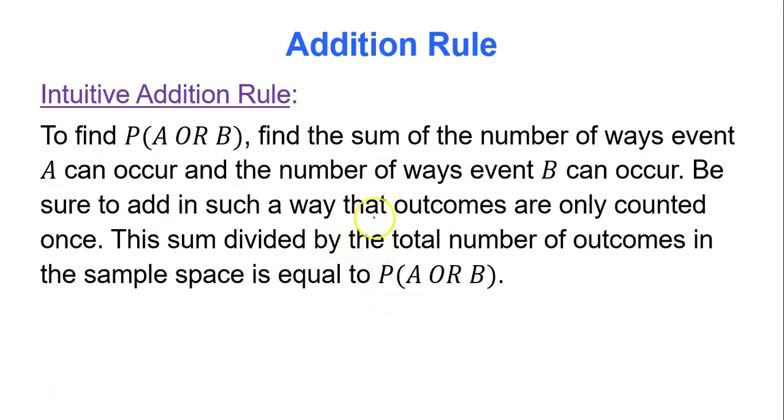So here's the intuitive rule. Is to find the sum of the number of ways event A can occur and the number of ways event B can occur, but be sure to add in such a way that outcomes are only counted once. So you add in such a way that outcomes are only counted once. There's no double counting. So this sum divided by the total number of outcomes is how you find the or probability.